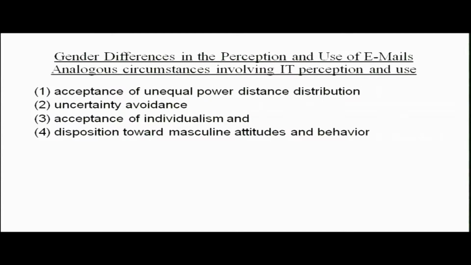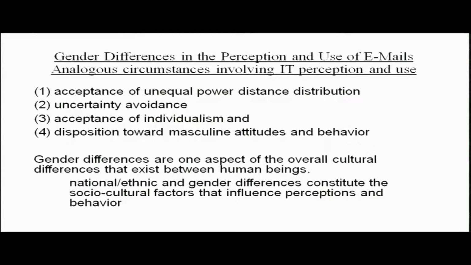This power geometry is negotiated. Uncertainty avoidance, acceptance of individualism, and disposition towards masculine attitudes and behaviors. So, we see that gender differences are one aspect of the overall cultural differences that exist between human beings, and as we have talked about previously, national and ethnic gender differences constitute the socio-cultural factors that influence perceptions and behavior.